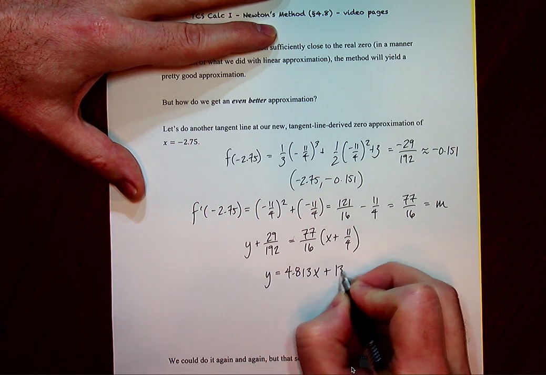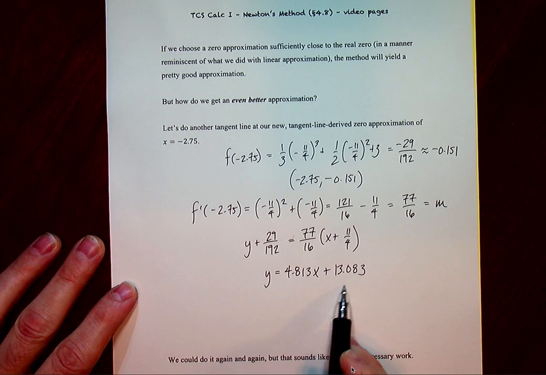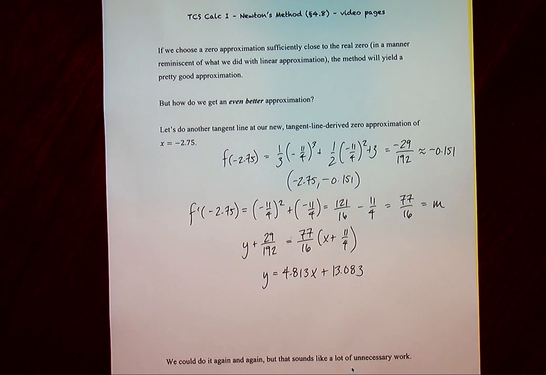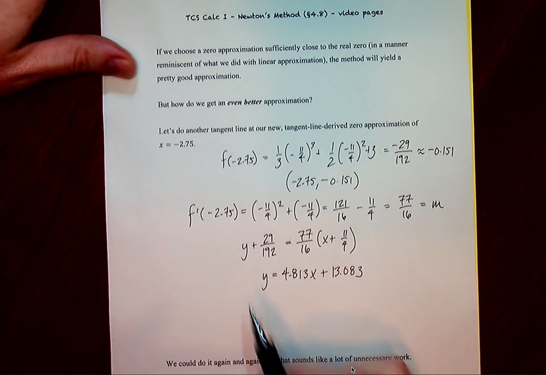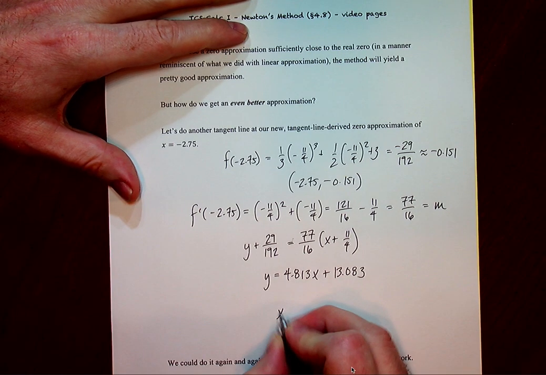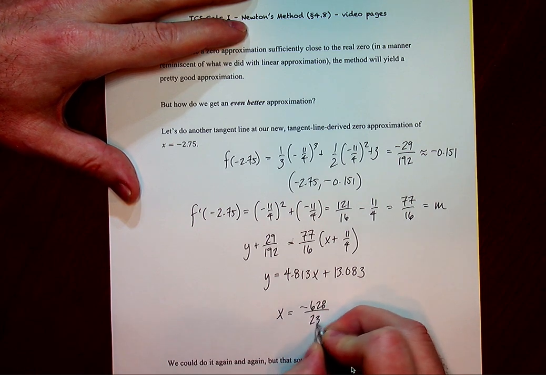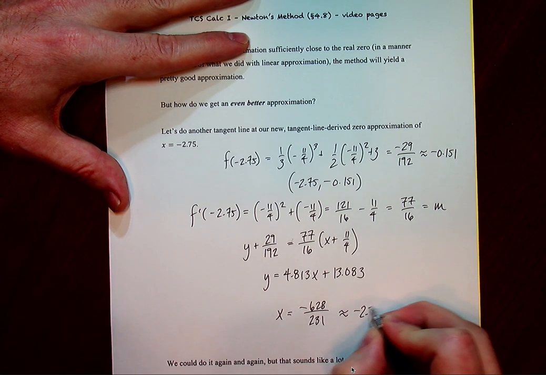You can use that to approximate, in terms of approximating both your m value and this y1 value, and that winds up being 4.813x plus 13.083. Now, if you were actually going to use that version, you would want the exact values for those two numbers stored in your calculator, okay? But let's go ahead and find the zero. If we set y to 0 and solve for x, what we're going to get is x is equal to negative 628 over 231. How's that for a common denominator? Which gives you approximately negative 0.2719.